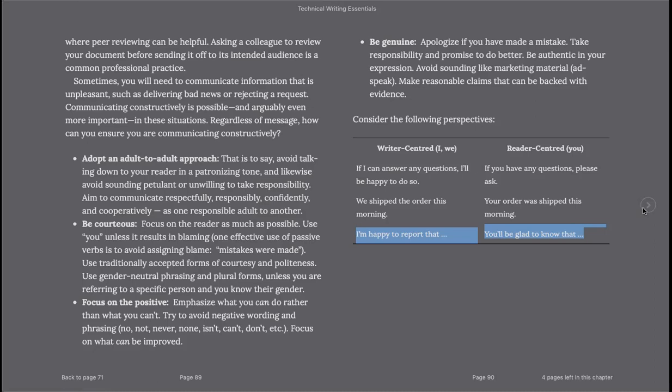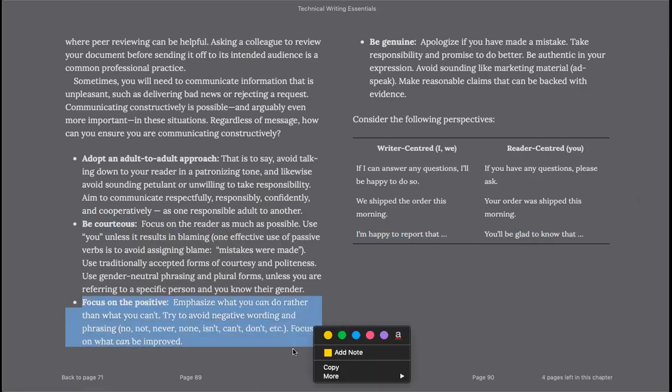And to be honest with you, when you change the practice pattern, the more you practice it, the easier it becomes for you to do that. Courtesy in the language, and politeness, of course, is always mandatory, and focus on the positive side. It is important to emphasize what you can do rather than what you cannot do. Try to avoid negative wording and phrasing: no, not, never, none, isn't, can't, don't. So avoid doing that, because it creates a kind of negative vibe.